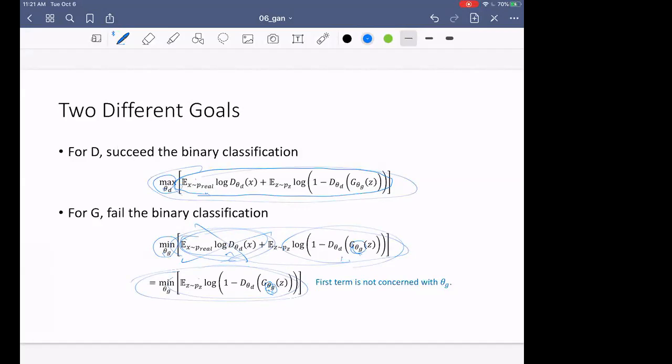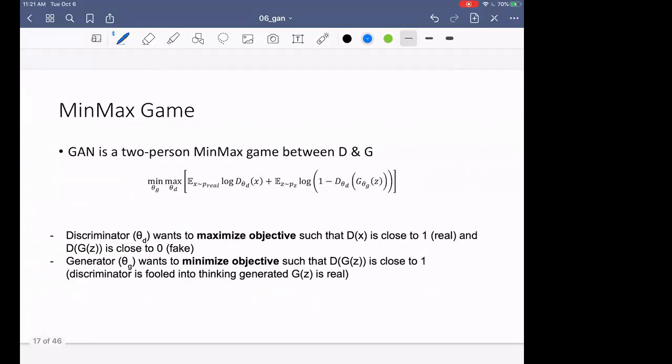So all in all, it's a two-person minimax game between D and G. For D, the discriminator, you want to maximize this term. For the generator, you want to minimize this term. So it's a minimax game, a zero-sum game between the two players D and G. So the discriminator wants to maximize the objective such that D(x) is close to 1 for real and D(G(z)) is close to 0 for fake. And conversely, the generator wants to minimize the objective. It's the same thing all over again. This is the one equation that contains the essence of GAN. It's a minimax game between the two.